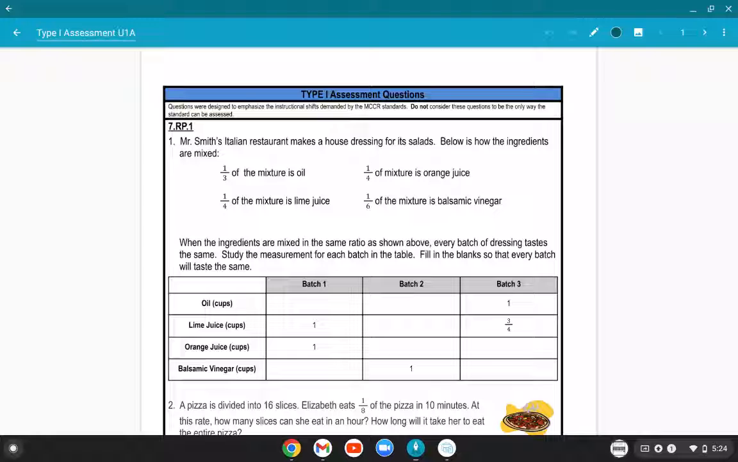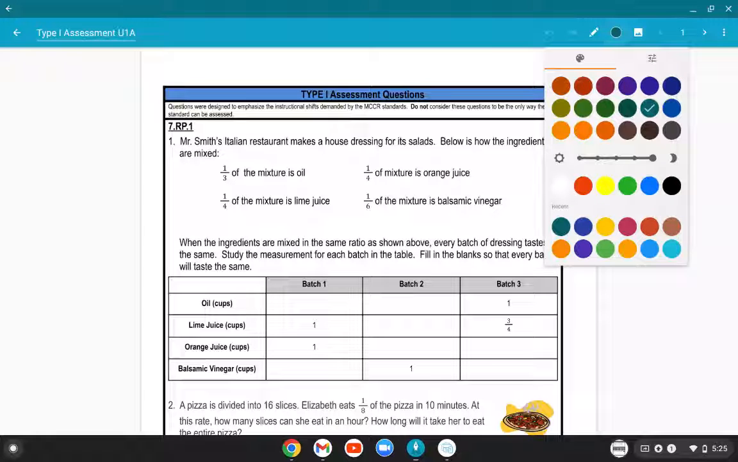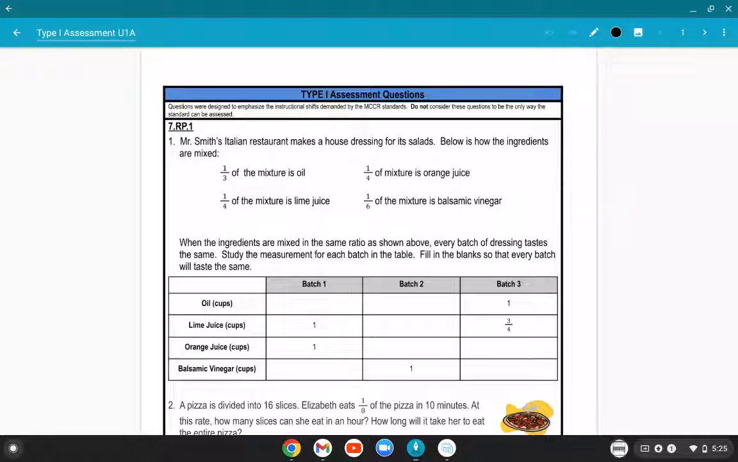Study the measurement for each batch in the table. Fill in the blanks so that every batch will taste the same. What I do want to say is you can easily get confused about what they mean. And when you feel that confusion, you've got to slow down.